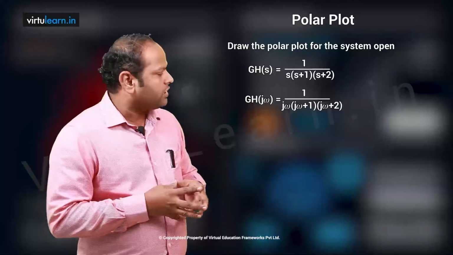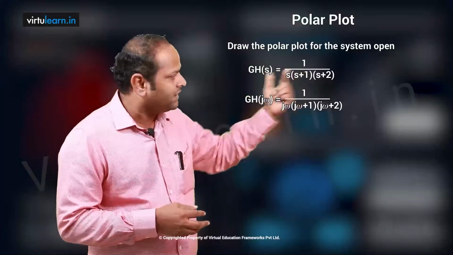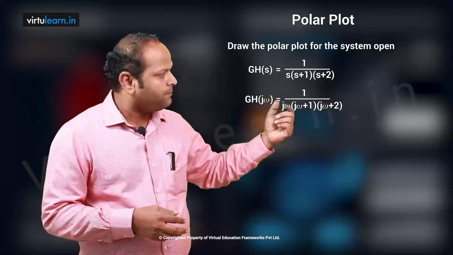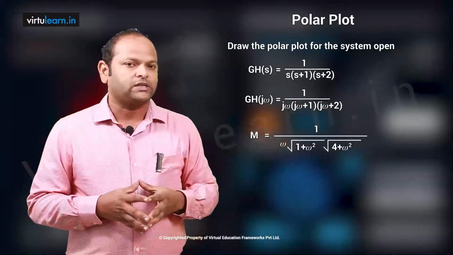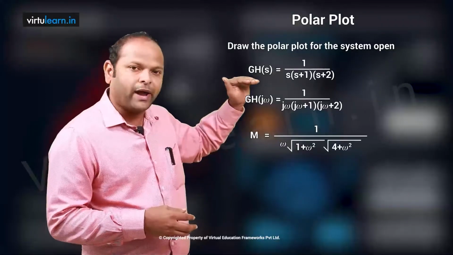So what is the magnitude expression? Magnitude: numerator is 1, in the denominator we have j omega, which is omega, then under root 1 plus omega square, and under root 4 plus omega square. So this is the magnitude expression.